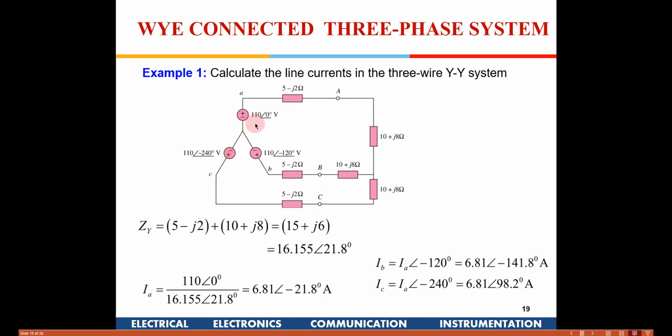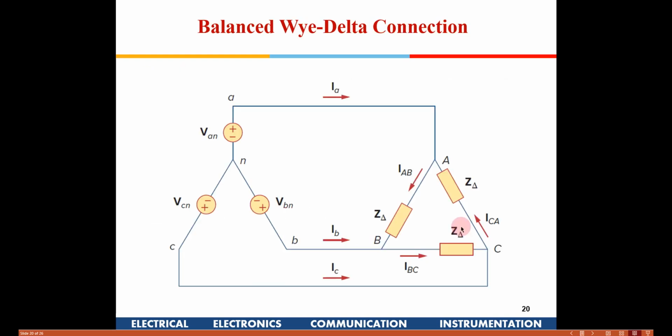Okay, so now here, if you see, the phase voltage is 110, the line voltage will be root 3 times 110, and the line current and the phase current are going to be the same, and the value will be given as 6.81. Okay, so now you can also have a delta connection out here.